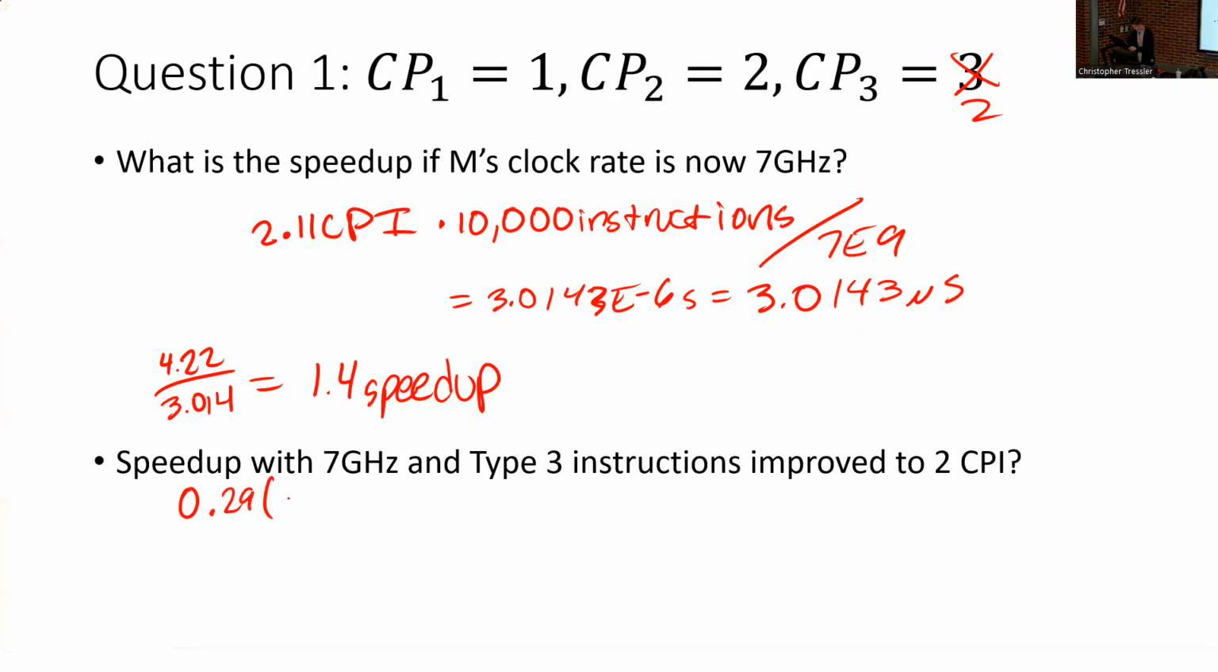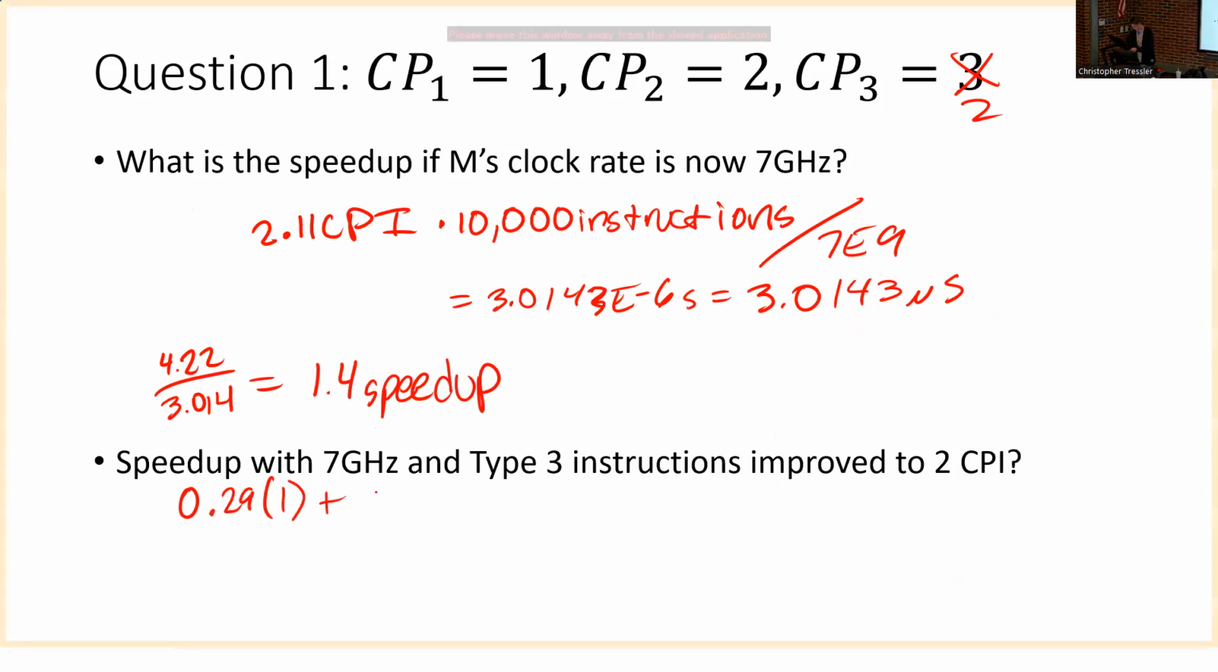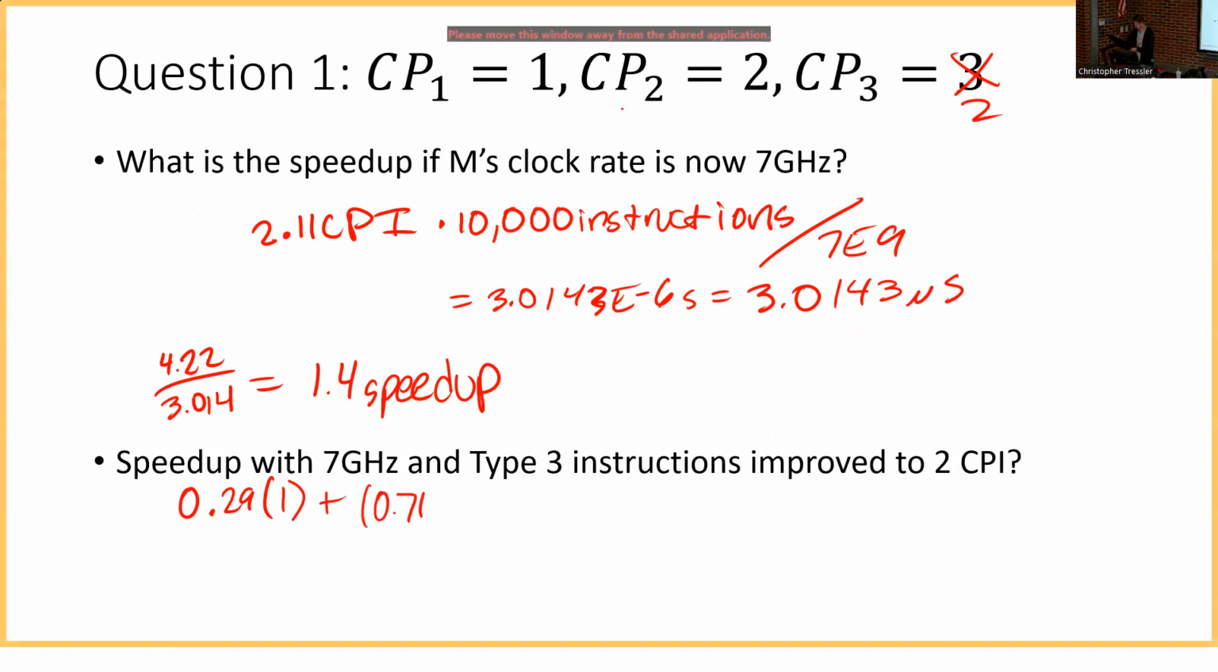And we're still going to have that as type 1, but now the entirety of the rest is just 2, because you see that this is 2 and this is 2. So we're going to have 0.71 times 2. After we calculate 0.29 times 1 plus 0.71 times 2, we get 1.71.